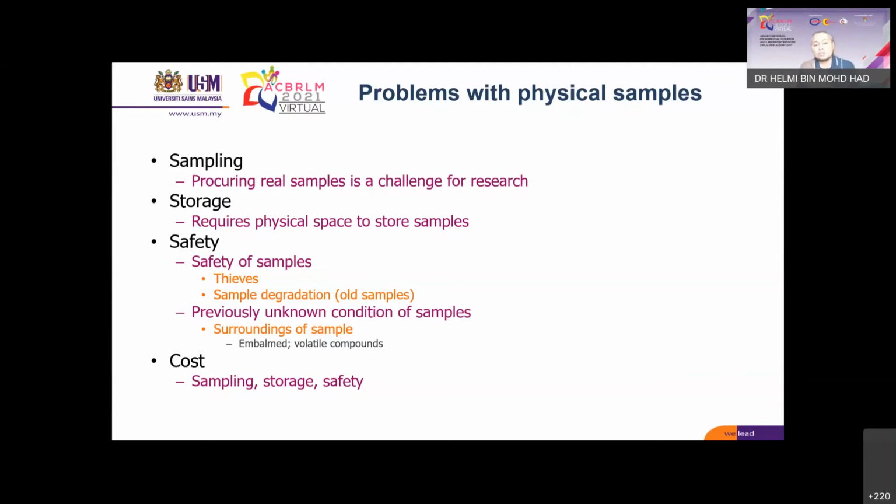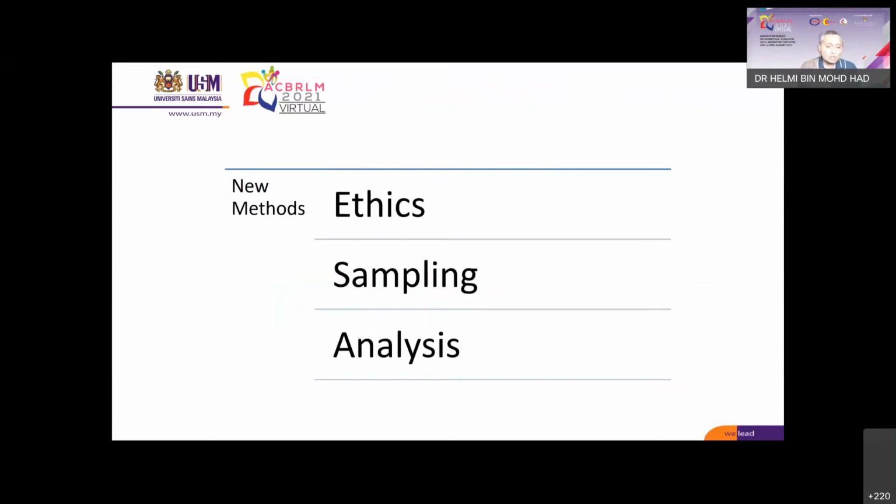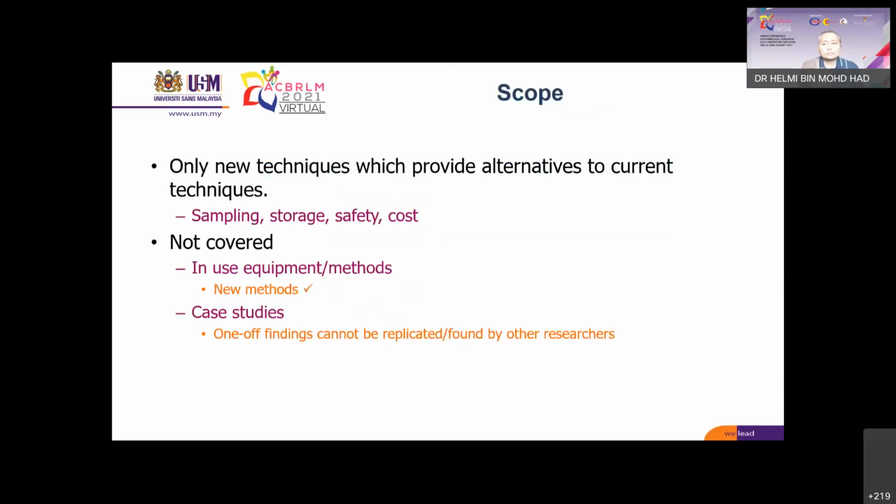And sometimes because of cost, we cannot do a lot of sampling, or we need to choose our sampling method or sampling references. So for the new methods, I'm going to talk also about the ethics, sampling, and analysis. So for the techniques for the new methods, I'm going to talk about the safety, storage, and cost.